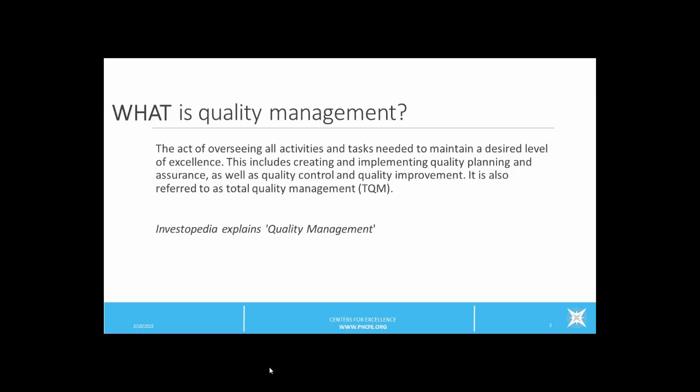First, let's start with a common definition of quality management. It is the act of overseeing all activities and tasks needed to maintain a desired level of excellence. This includes creating and implementing quality planning and assurance, as well as quality control and quality improvement. It is also referred to as total quality management, or TQM. This generic definition is from an online resource, Investopedia.